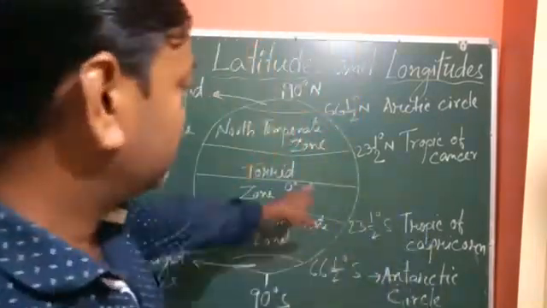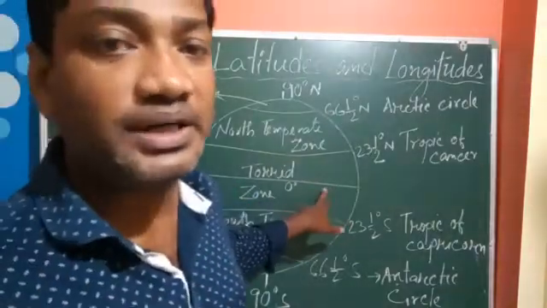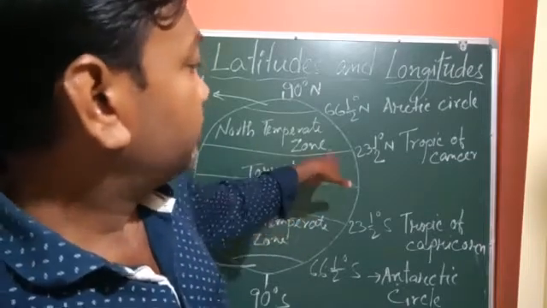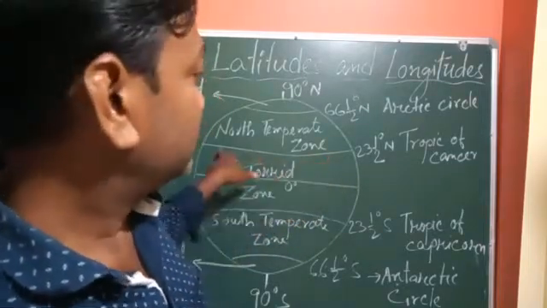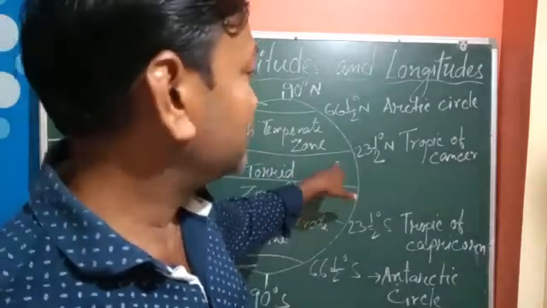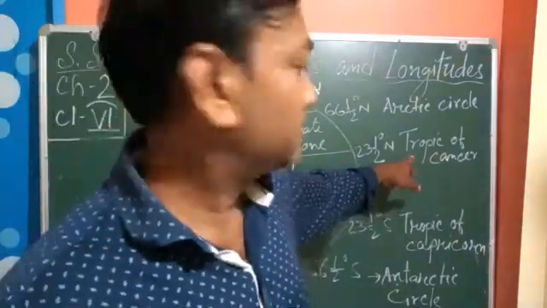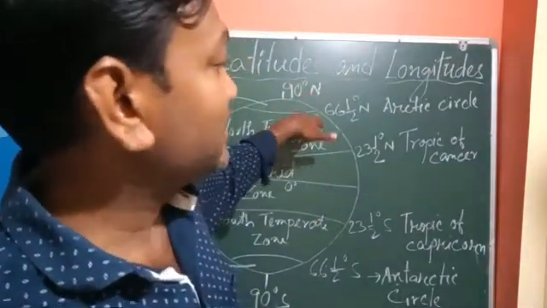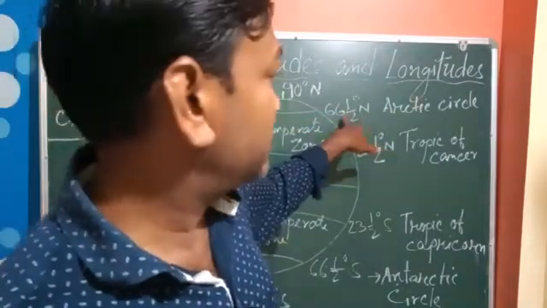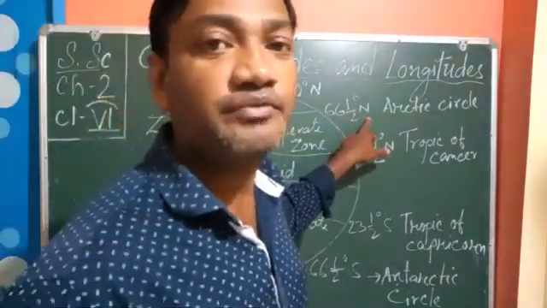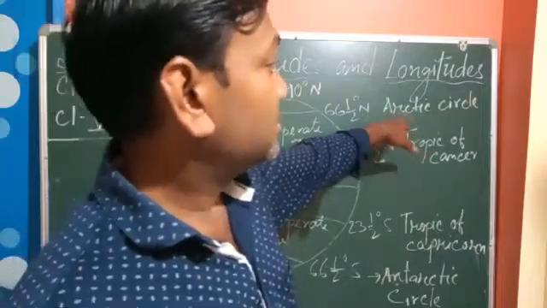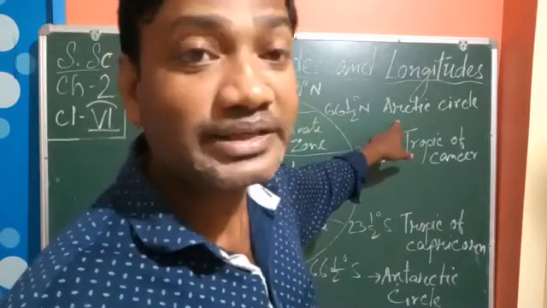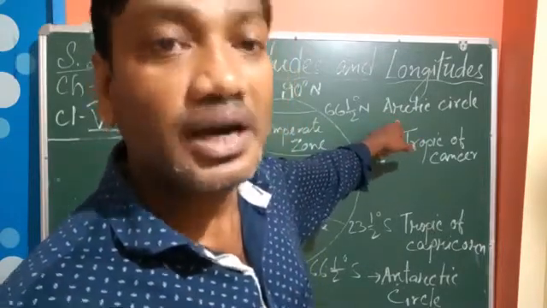23.5 degree north. So as we know, the middle is the equator, that means it is called 0 degree. From here, if we go 23.5 degree, another important parallel, it is called the Tropic of Cancer. Then again, if we go more, we find 66.5 degree north, and this circle is called the Arctic Circle.